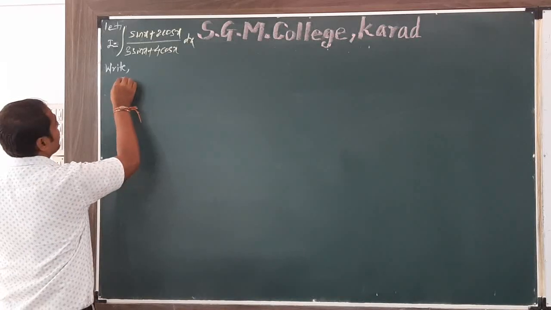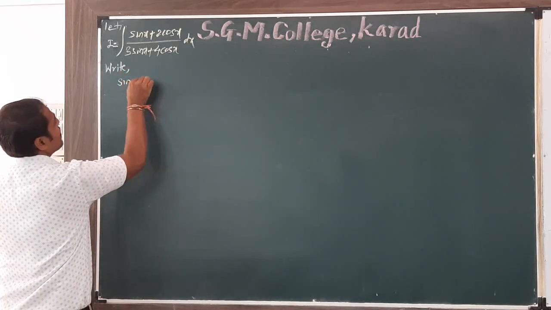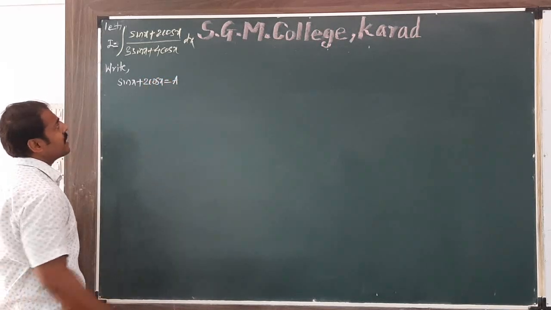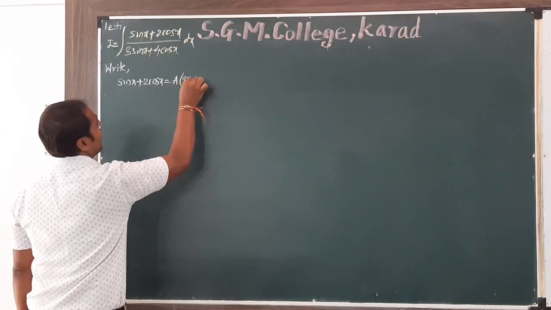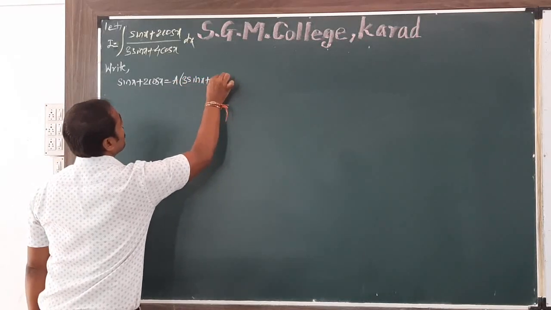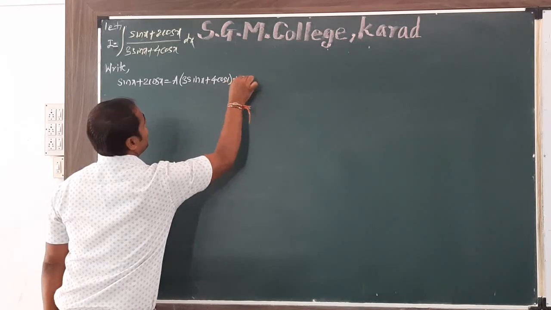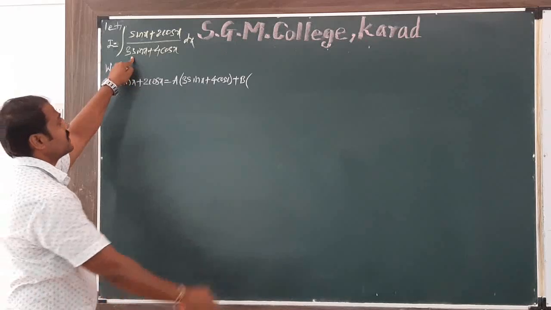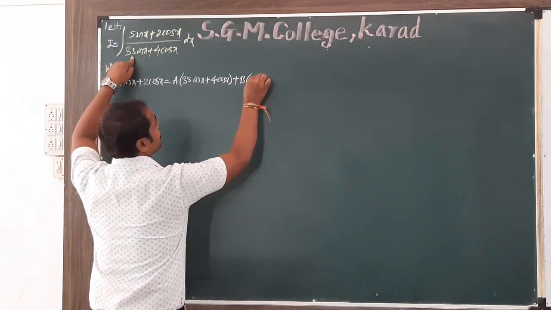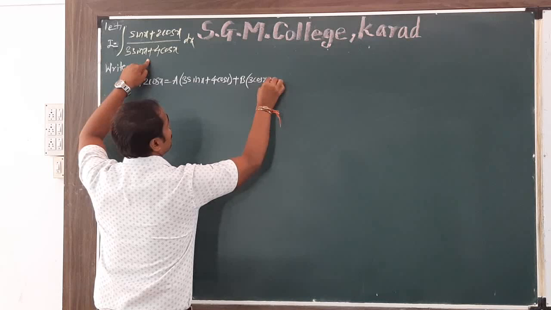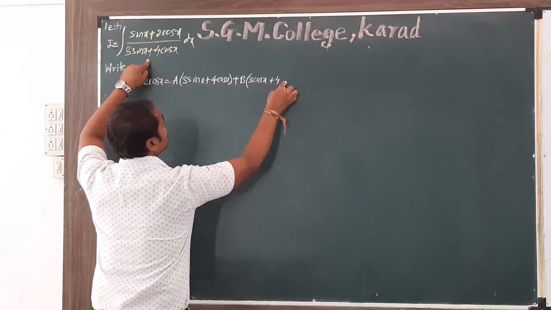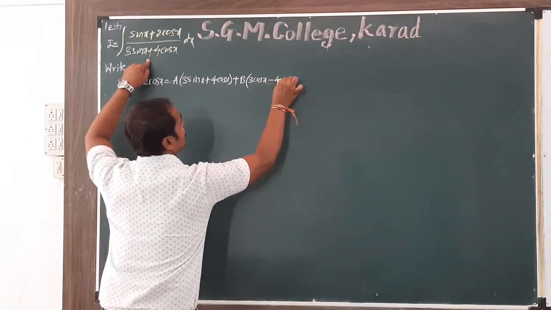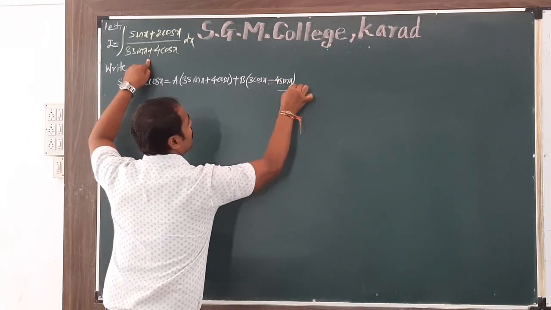Okay, write numerator. Here numerator is sin x plus 2 cos x, as a into denominator. Here denominator is 3 sin x plus 4 cos x, plus b into derivative of denominator. Look at here, derivative of denominator: here 3 is constant, derivative of sin x is cos x, plus 4 is constant, derivative of cos x is minus sin x, plus minus becomes minus 4 sin x. It's our equation number first.